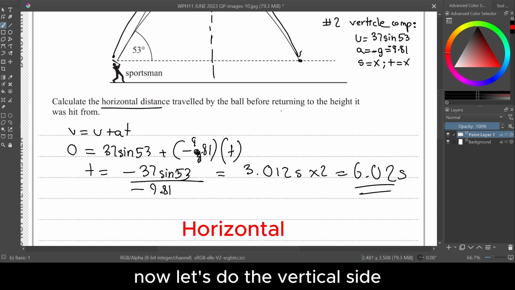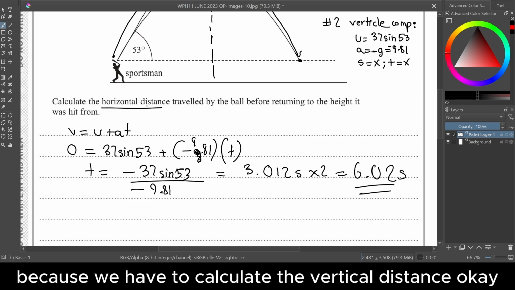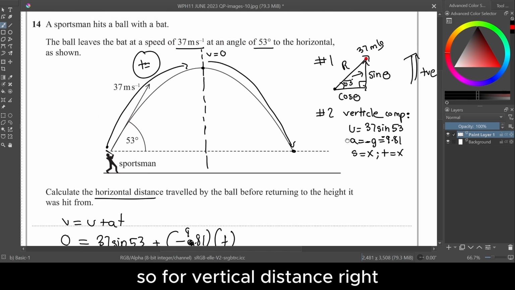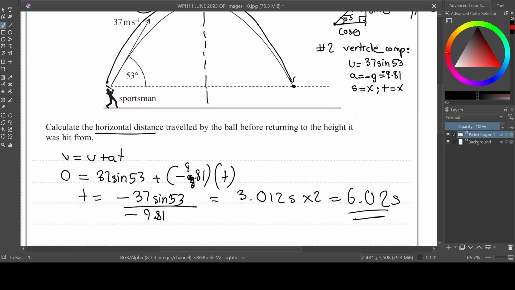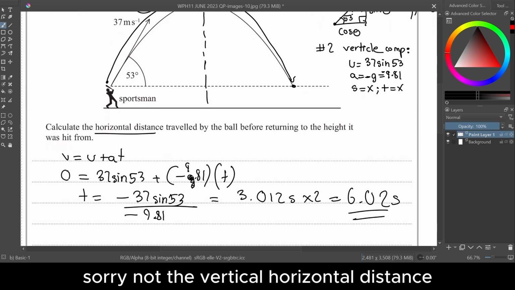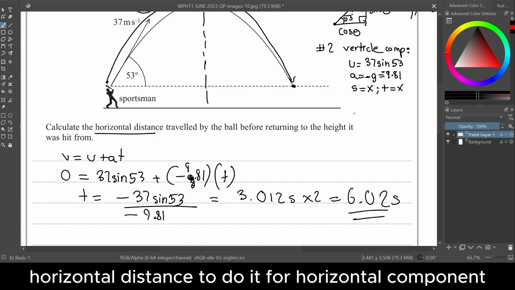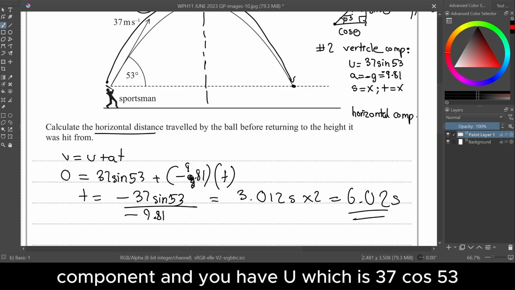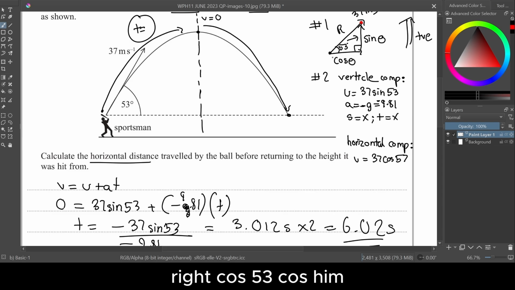Now let's do the vertical side because we have to calculate the vertical distance, okay? Sorry, not the vertical, horizontal distance. My bad. Horizontal distance, so let's do it for the horizontal component, and you have u, which is 37 cos 53, cos here.